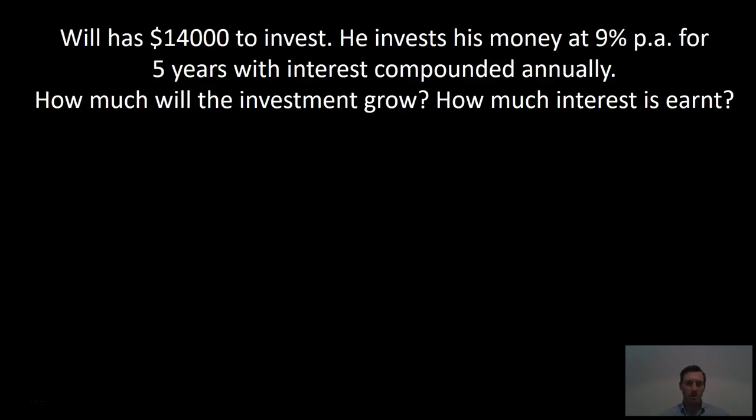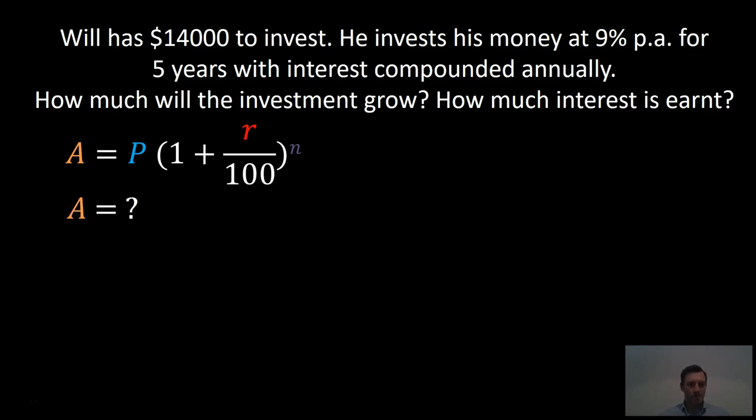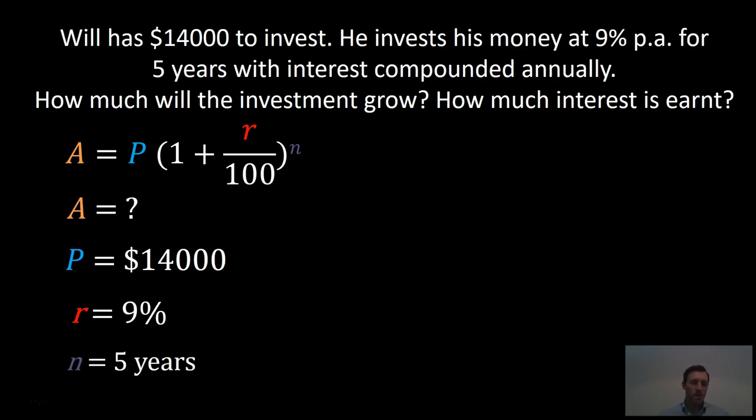Let's look at an example. Will has $14,000 to invest. He invests the money at 9% per annum for 5 years with interest compounded annually. How much will the investment grow? How much interest will he earn? We'll use the formula that converts the interest rate to a decimal. We're finding what the investment will grow to, which is A. The principal is $14,000. The rate, the interest rate is 9%. N, or the time, is 5 years.